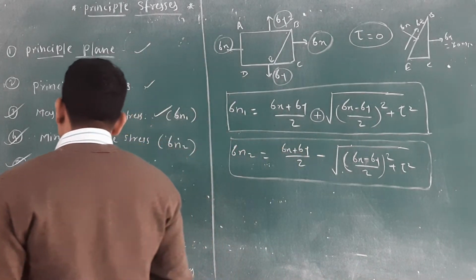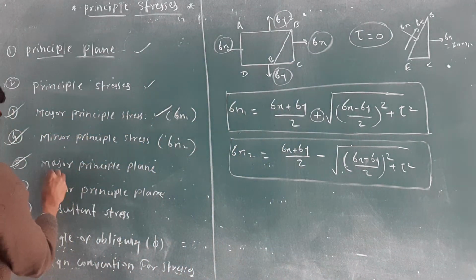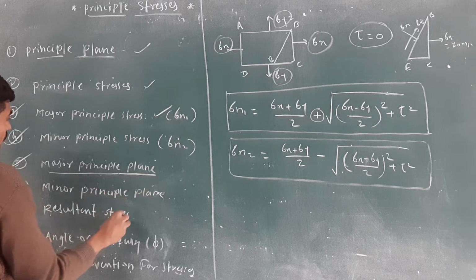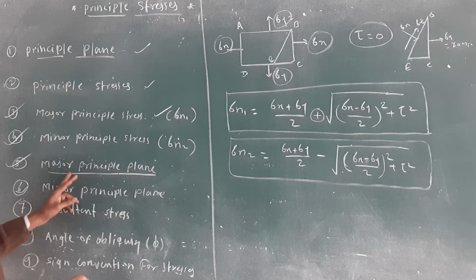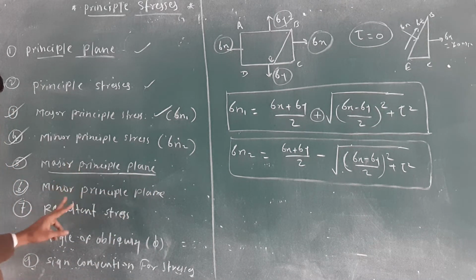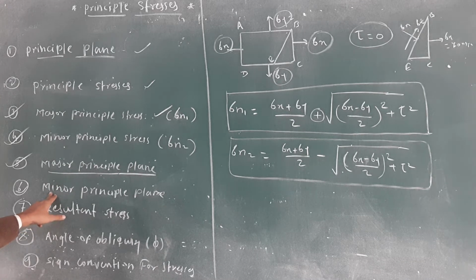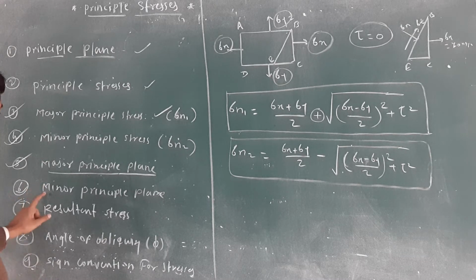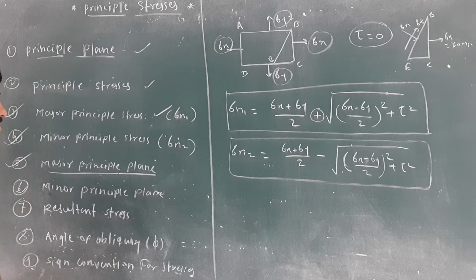The major principal plane carries the maximum value of the stress, and the minor principal plane carries the minimum value of the stress. Okay, remember the major and minor principal plane. Minor means minimum, major means maximum value. Then next is the resultant stress.